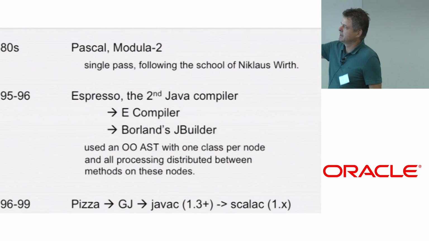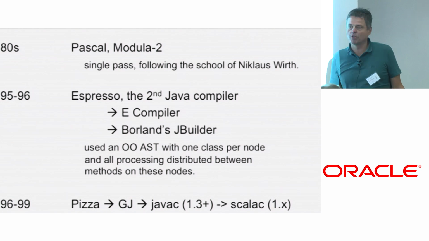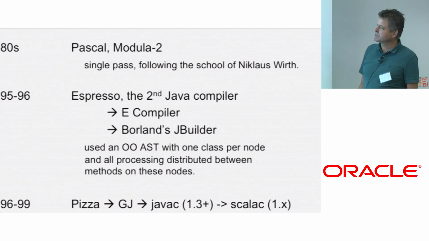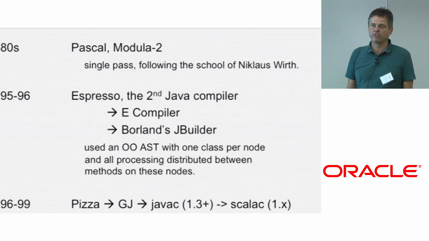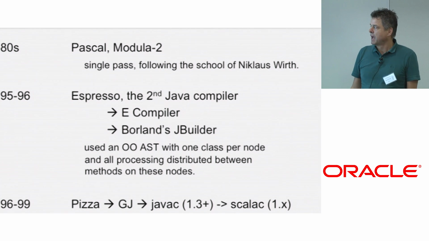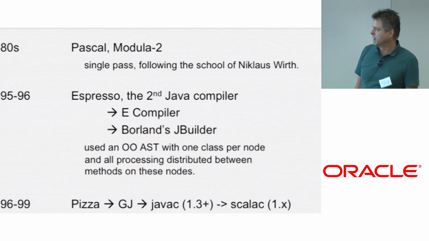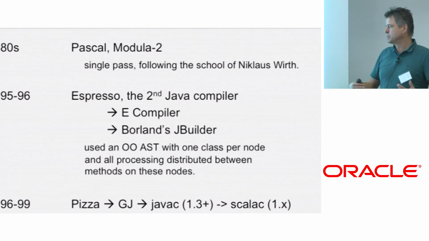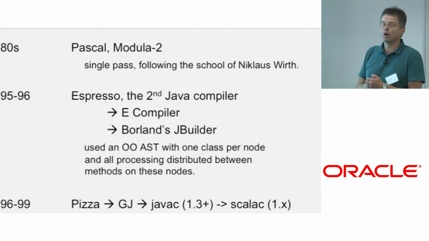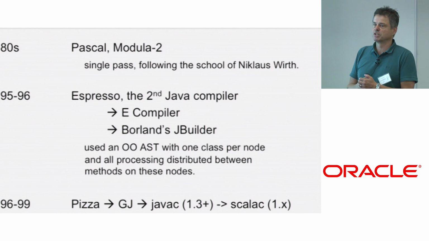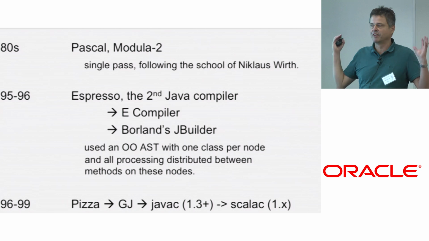So then in the 90s, I wrote a Java compiler called Espresso. And that compiler actually became the basis of the E language, which is a very interesting language in its own right, that essentially is vaguely Java-based. And it also became the compiler of Borland's JBuilder. So that used essentially a very object-oriented approach, where at the time, object orientation was all new and shiny, so everybody had to do this.